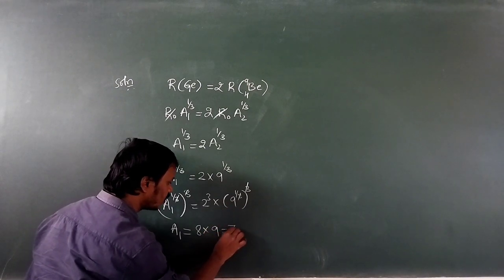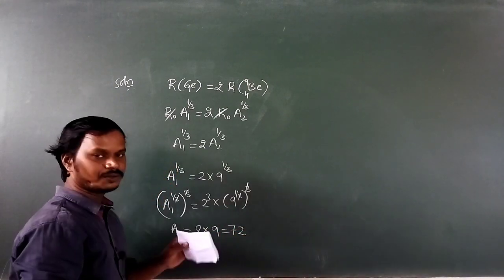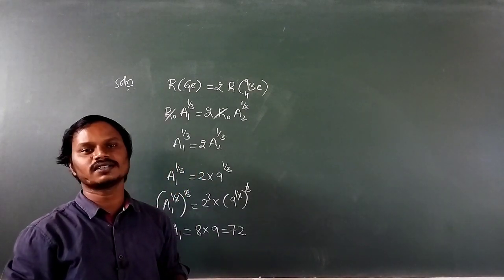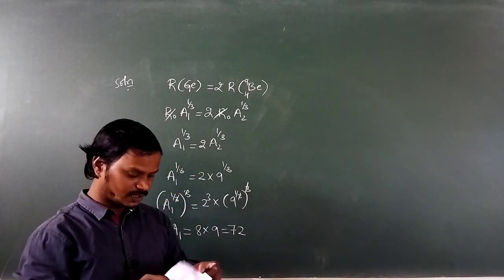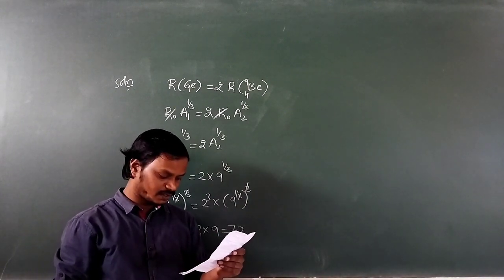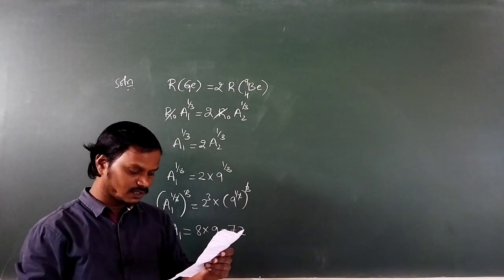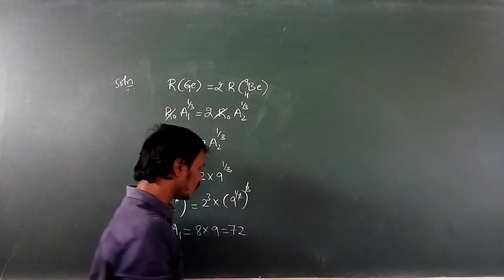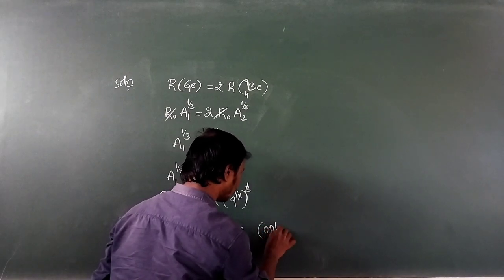8 9s are 72. Then how many nucleons are present in the germanium nucleus? 72 nucleons, means the mass number of germanium is 72. Then which is the correct one? So 4 options are given: first option 72, second option 73, third option 74 and last option 75. Here the first option is correct. Option 1 is correct.